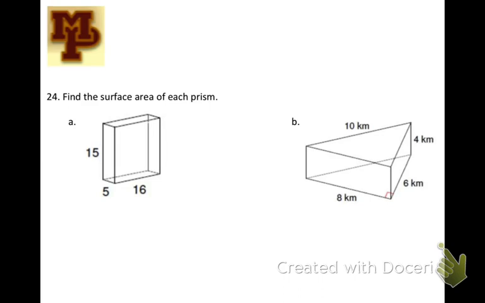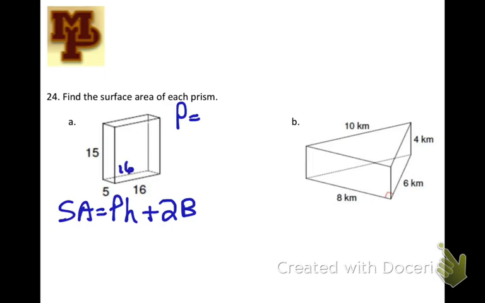Surface area of a prism. So surface area is equal to the perimeter of the base times the height plus 2 times the area of the base. So let's figure out the perimeter. So the perimeter is that bottom part there, the perimeter of the base. So we just add up all the sides. So we got 5 plus 5 plus 16 plus 16. And so the perimeter of the base there would be 42.